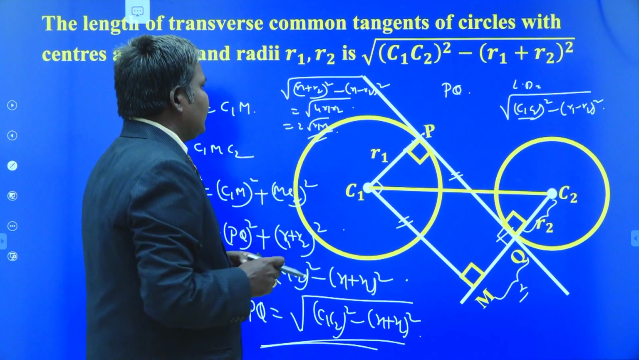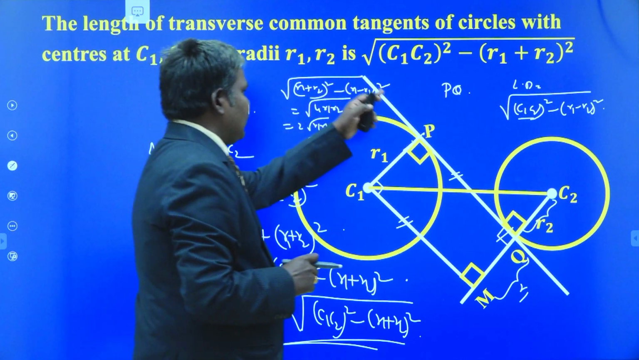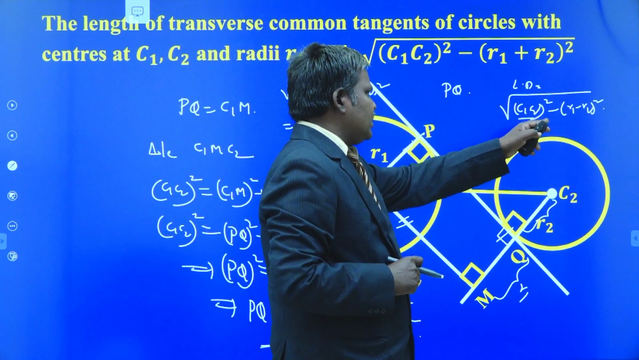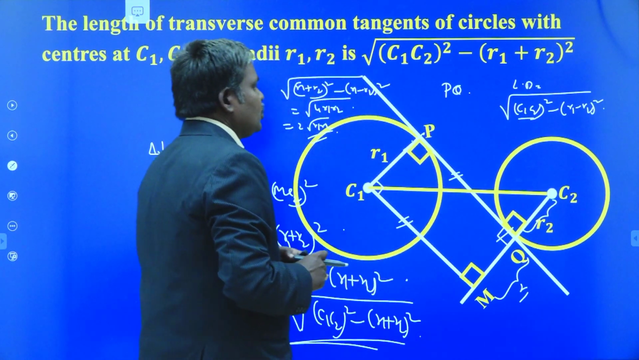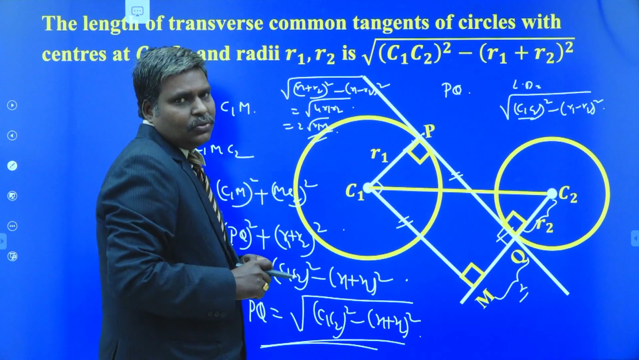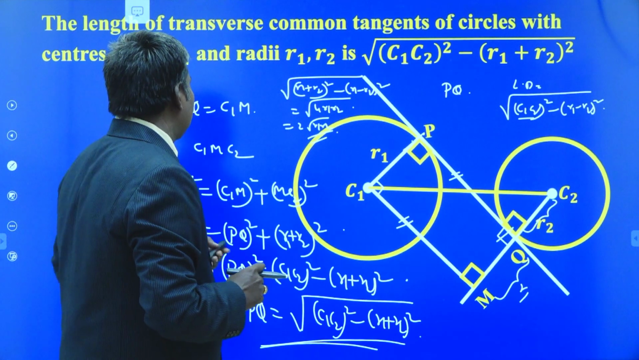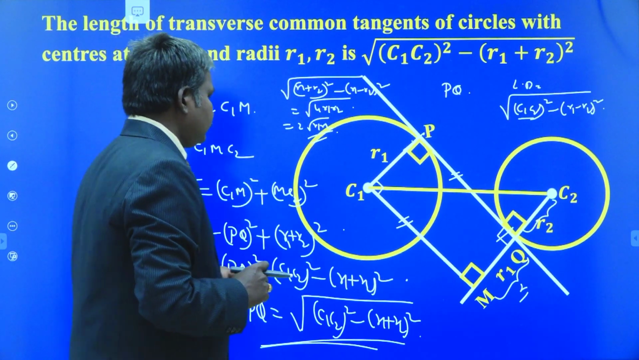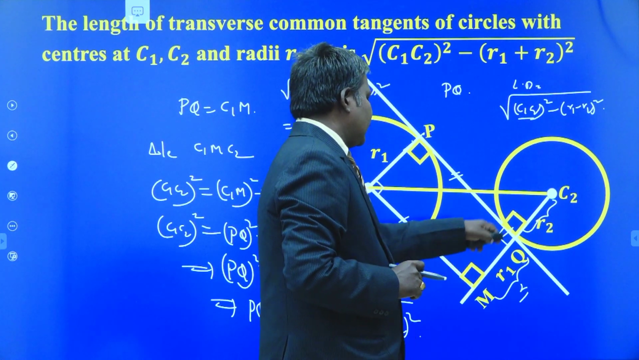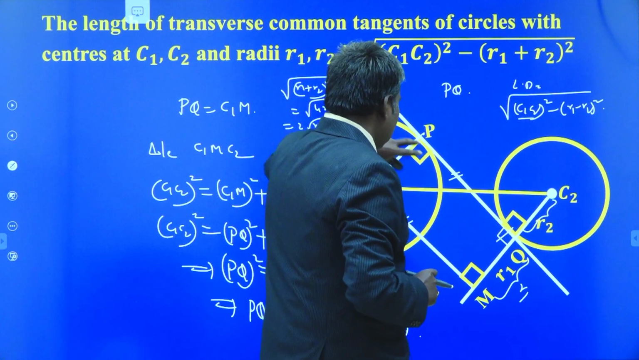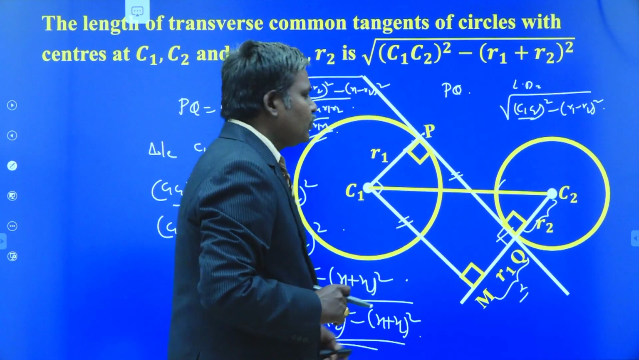So root of (C1C2) whole square minus (R1 plus R2) whole square is the transverse common tangent, and the direct common tangent is root of (C1C2) whole square minus (R1 minus R2) whole square. So these are the two formulas, very very important with respect to the objective mode. The distance from here to here is R1, that is the very important point to recognize. So when it is R1, this will be R1, and the entire thing becomes R1 plus R2 here.